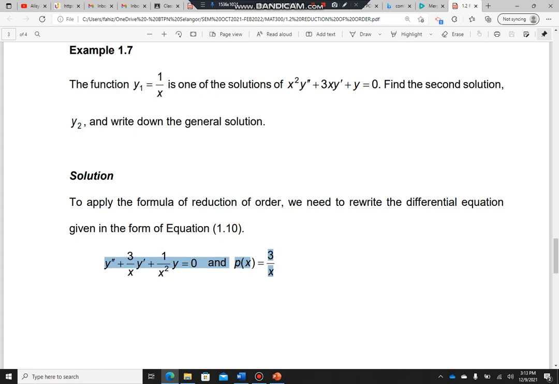So yang ni 3x, dia akan dapat 3 over x, sebab kita bahagi 3x over x square. So you get 3 over x y prime plus 1 over x square y. And then your px is 3 over x. So kita identify dulu nilai px.